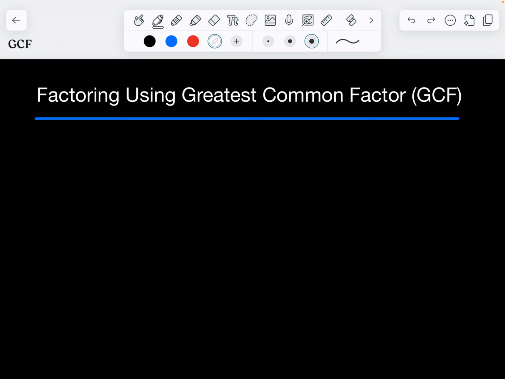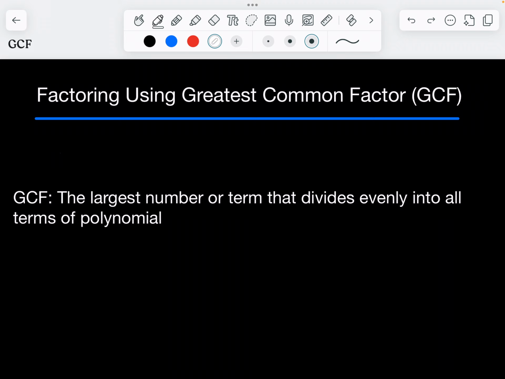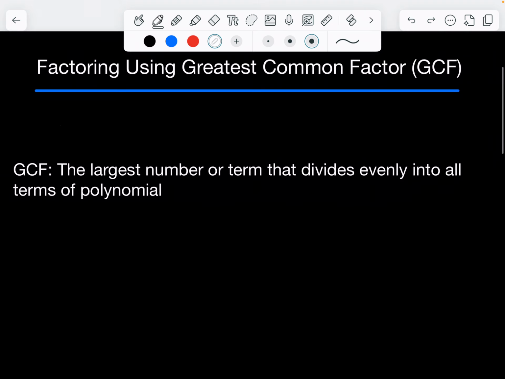This is one of the first and easiest steps in factoring, and it helps break down more complex polynomials as we go down the line. So let's dive in. We're going to start with step one. Step one is let's figure out what is greatest common factor. So greatest common factor is the largest number or term that divides evenly into all terms of a polynomial.